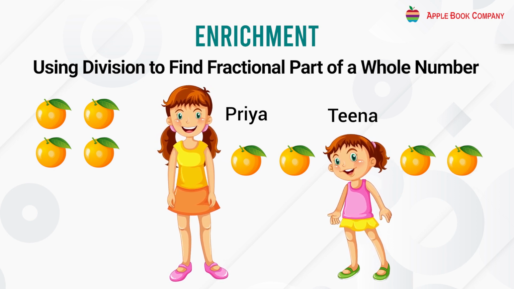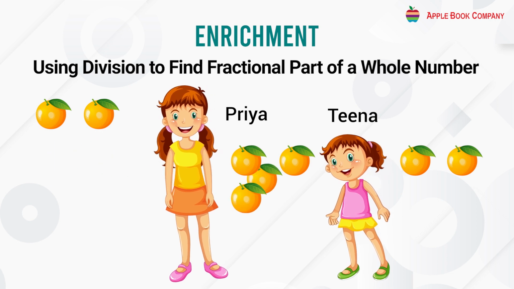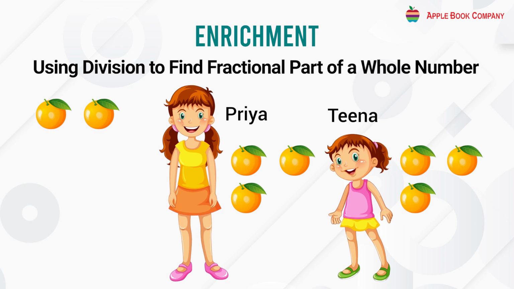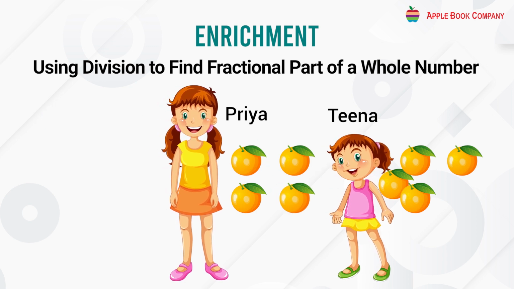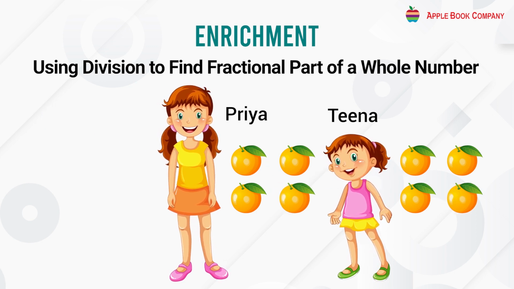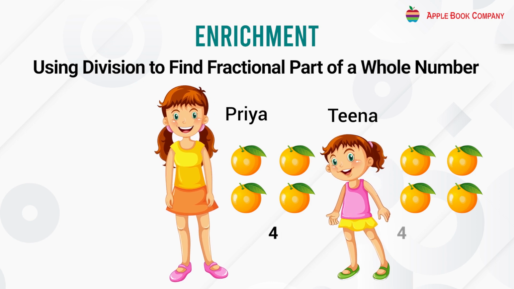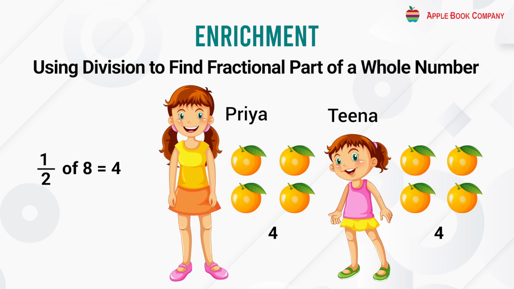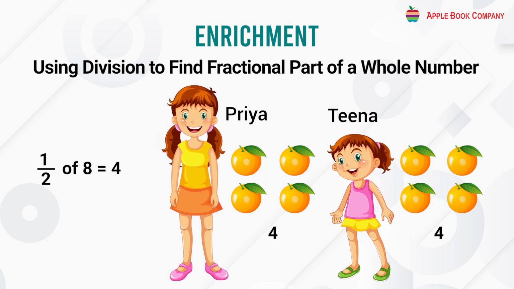Step 3. 2 more oranges taken. 1 for Priya, 1 for Tina. How many left? 2 left. The last step. 2 oranges taken. 1 for Priya and 1 for Tina. 0 left. So how many does each of them have? 4 and 4. So half of 8 becomes 4. Each girl has 4 oranges.